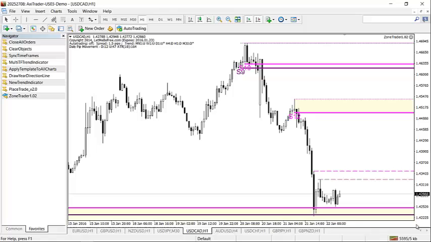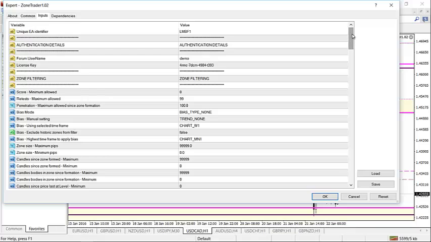Okay, so now we've had a quick look at the general way in which these zones work. We'll just give you a brief overview of some of the parameters we can use to filter out these zones a bit and get the ones that are the most reliable and give us the best opportunities. So here under zone filtering, we have a number of parameters which we can set.